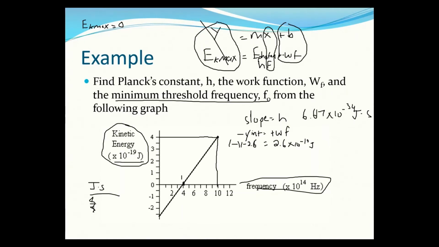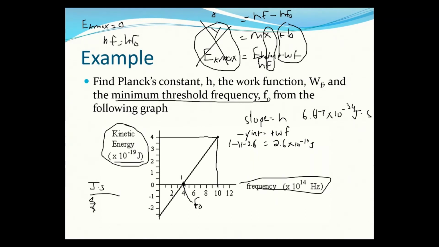So if this is equal to 0, then what we can say is that HF minus our work function, which I can break down into HF naught, HF 0, like that, and move this to the other side. The HF of our photon is going to equal the HF of our threshold frequency. So what it comes down to is where EK max equals 0, where this hits the x-intercept, this is our threshold frequency right here.